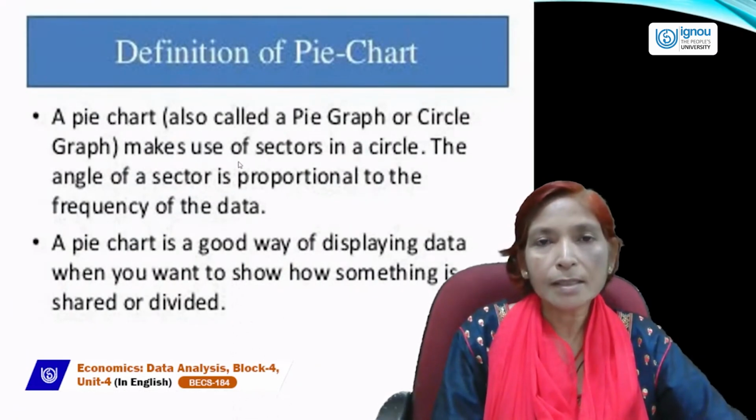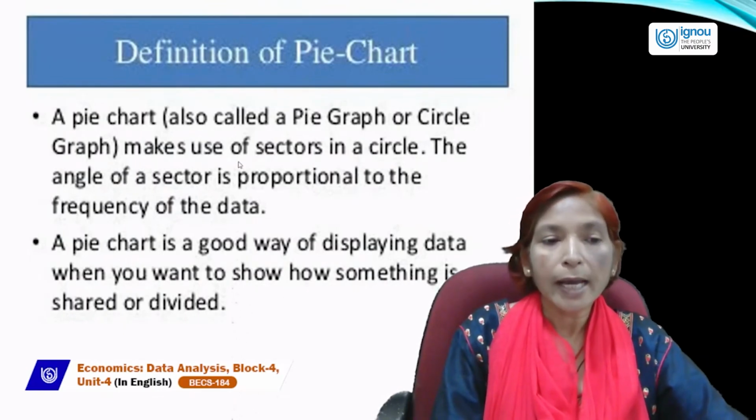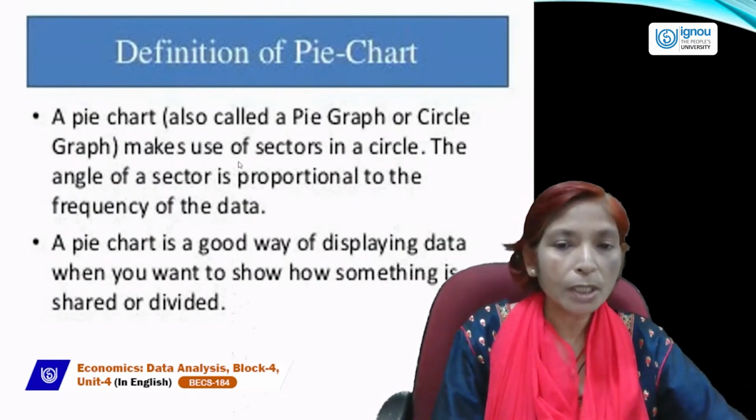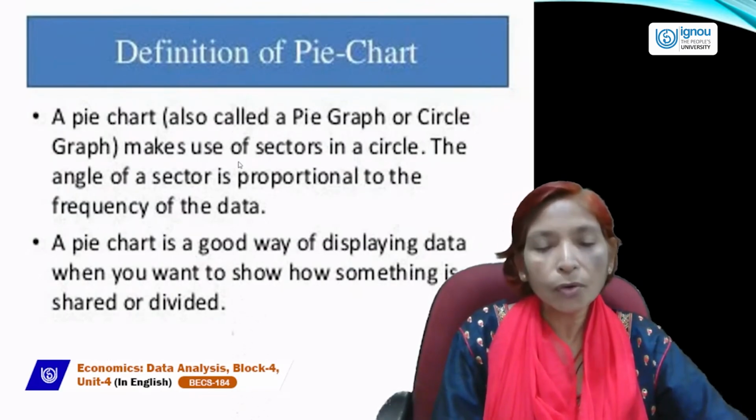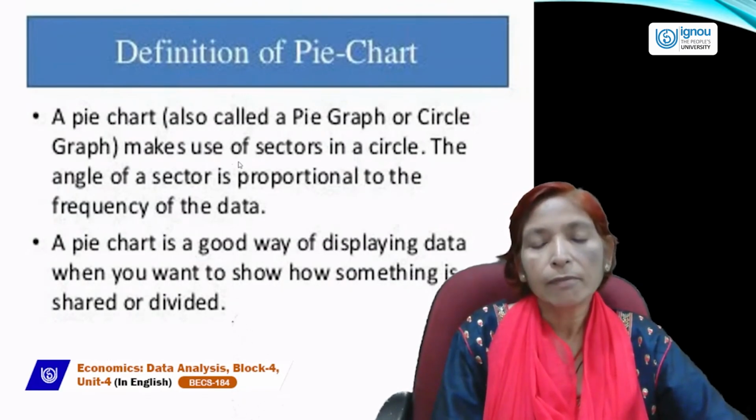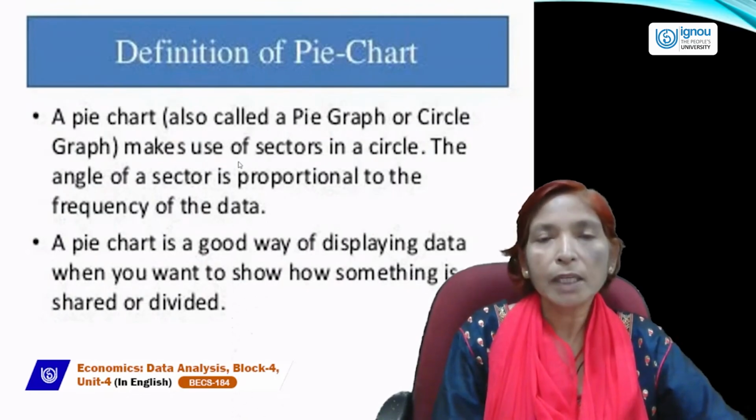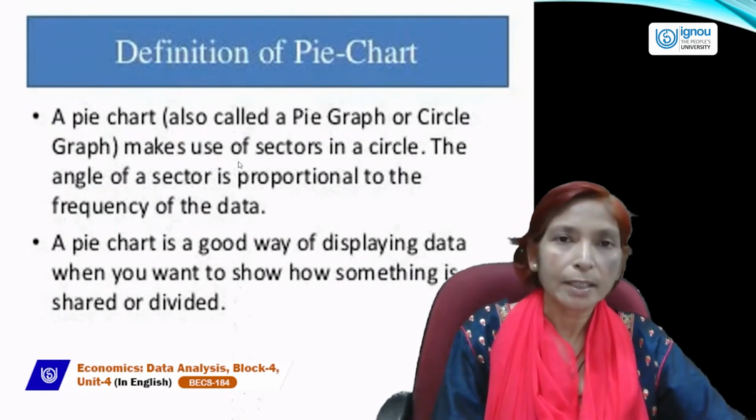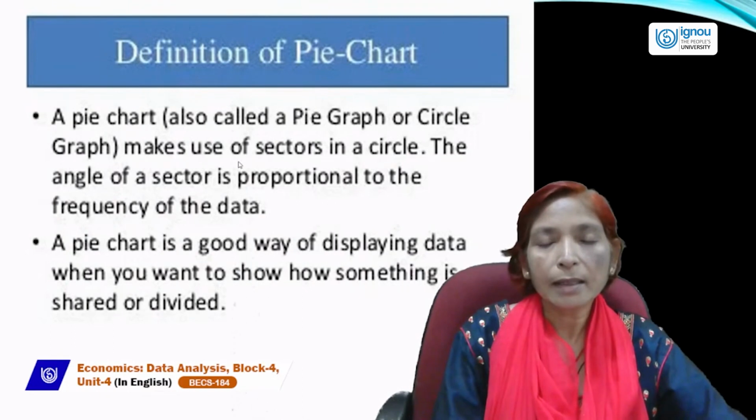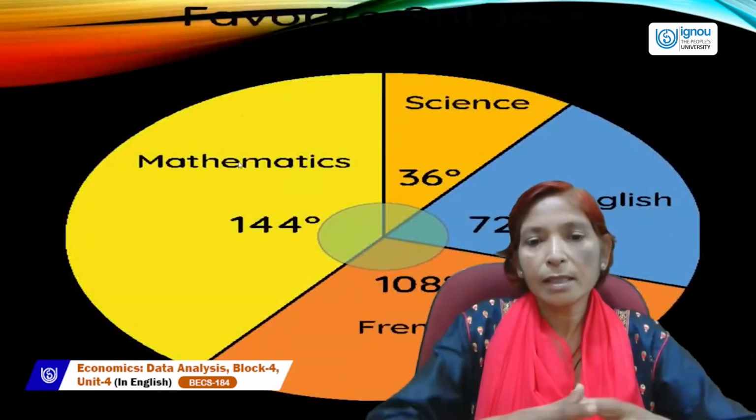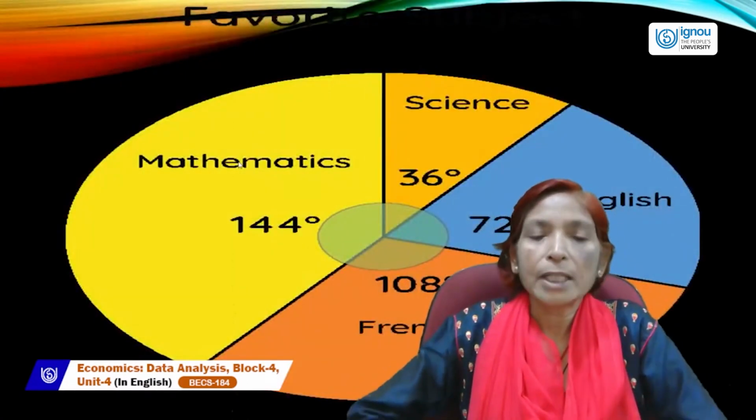Make use of sectors in a circle. The angle of a sector is proportional to the frequency of the data. A pie chart is a very good way of displaying data when you want to show how something is shared or divided. A pie chart is a very simple and very attractive way of presenting the data. Like this, this is a pie chart.